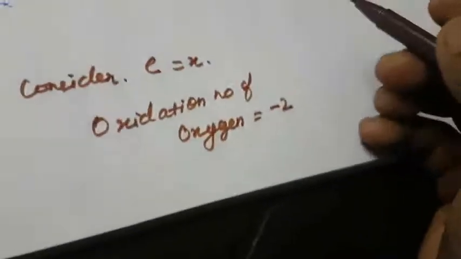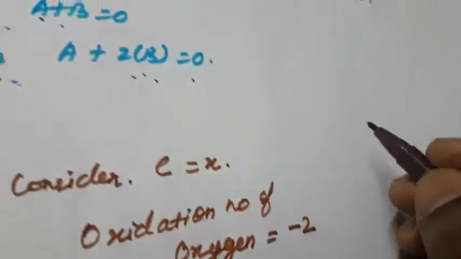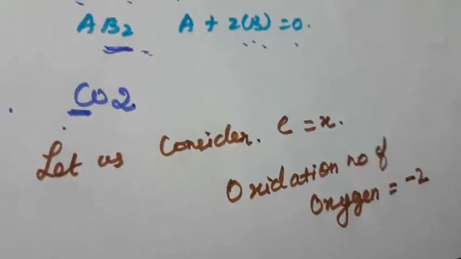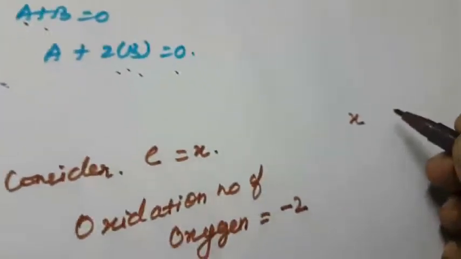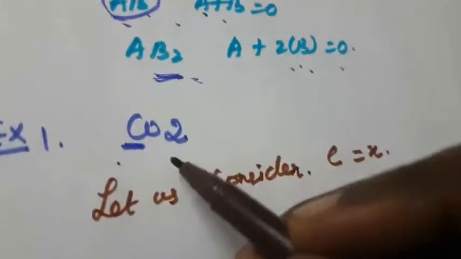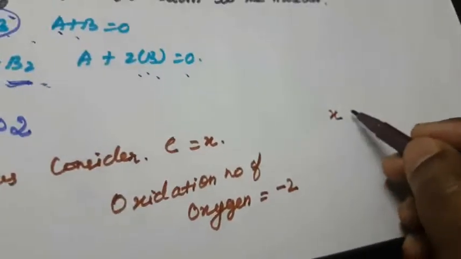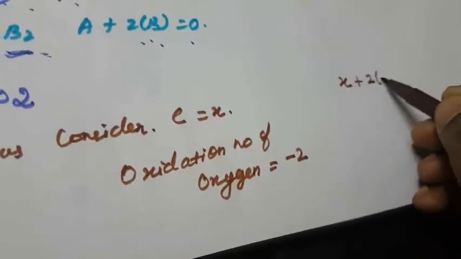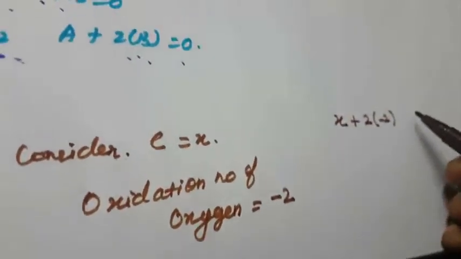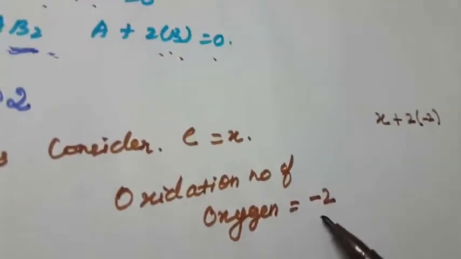So now you substitute all those values here. How to calculate? Carbon is assumed X. This is carbon dioxide, right? So carbon is assumed X, right? So oxygen, how many oxygen is there? 2 oxygen is there. So that is 2 multiplied by -2, right? So the oxygen oxidation number is -2.